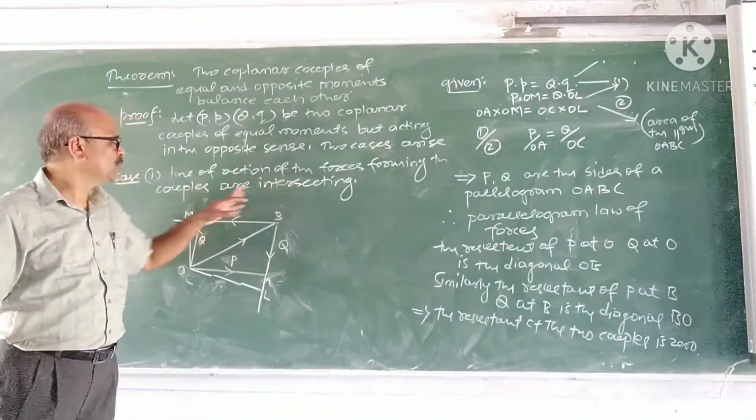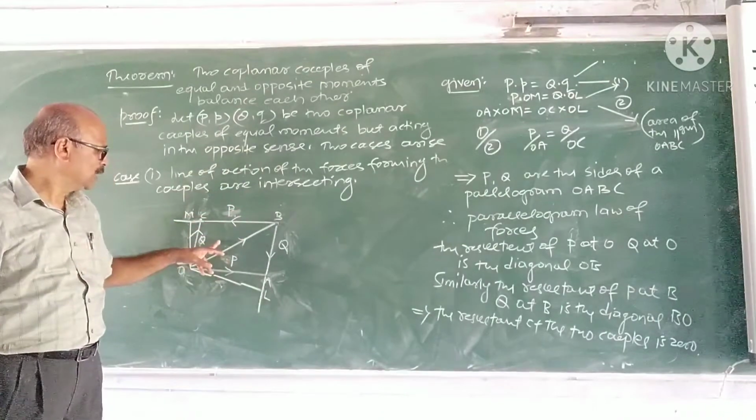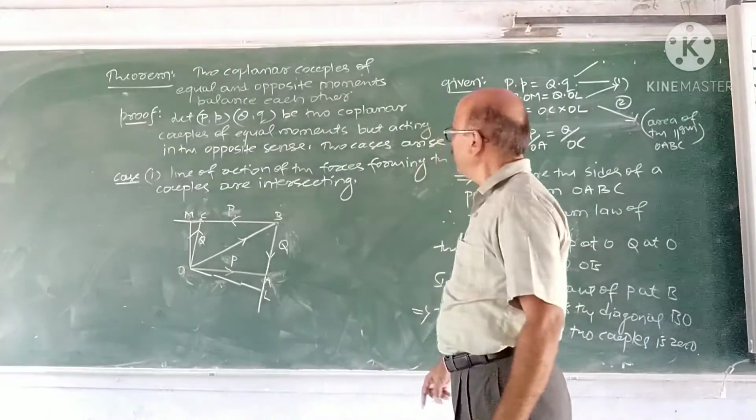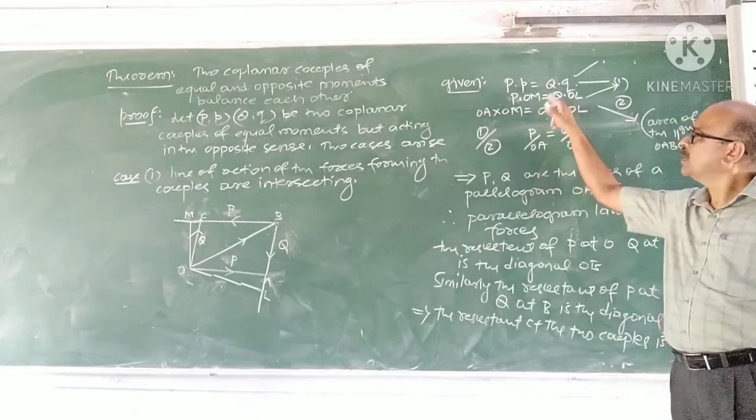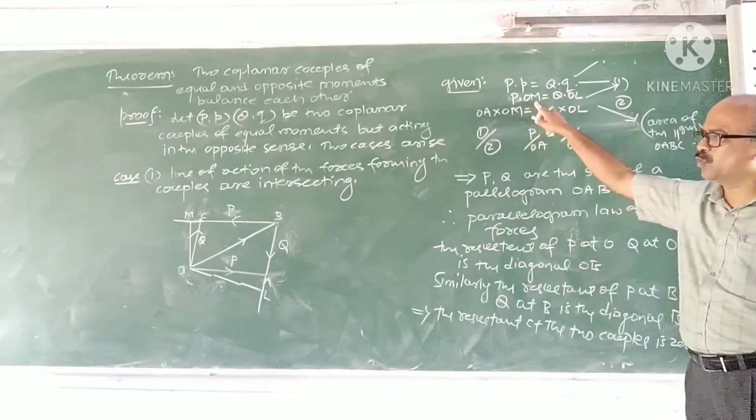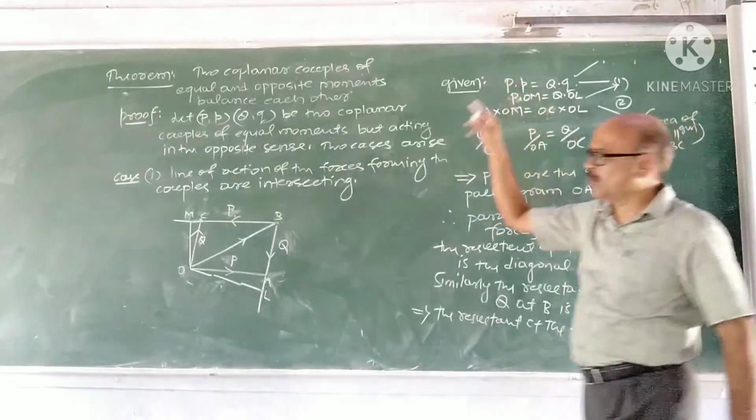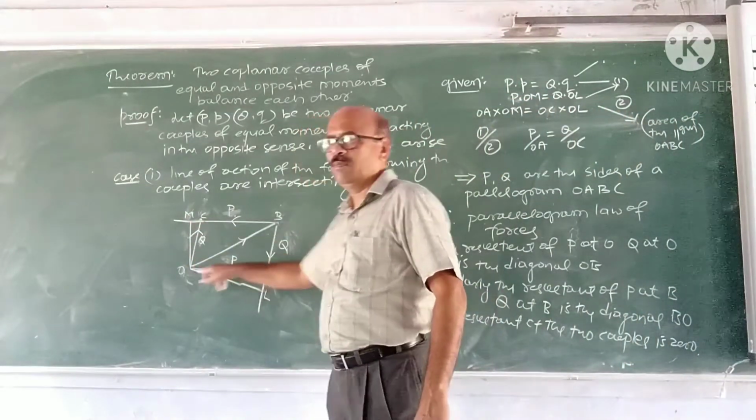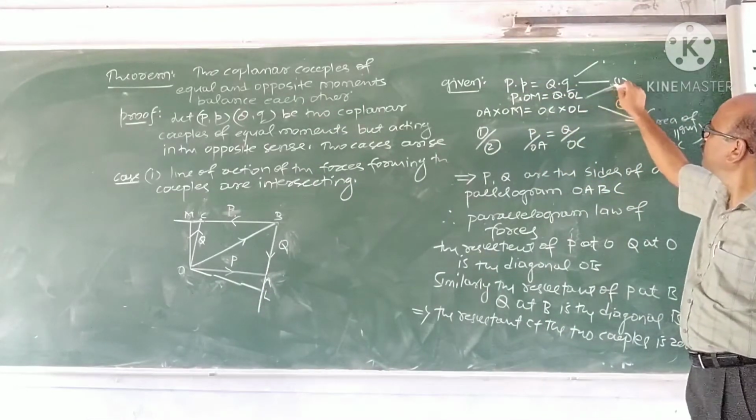Line of action of the forces forming the couples are intersecting. Two cases. First case, draw this. Given P into p is Q into q. Therefore, P into small p means OM. What is p? Arm of the couple, perpendicular distance. OM it is. We have drawn perpendicular OM. P into OM is Q into OL. Take this as 1.